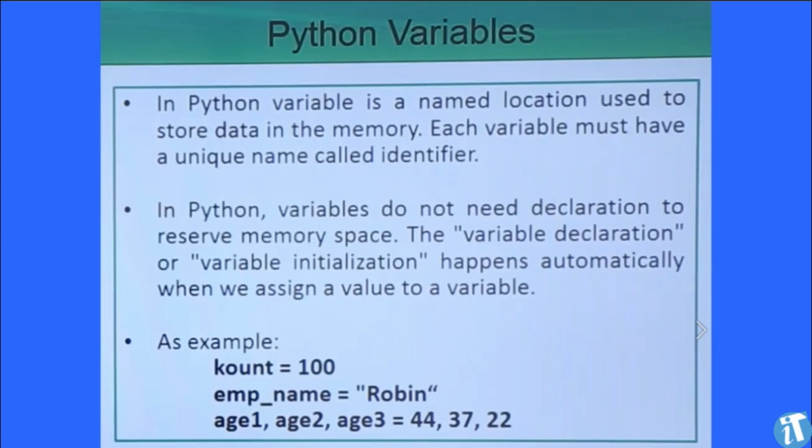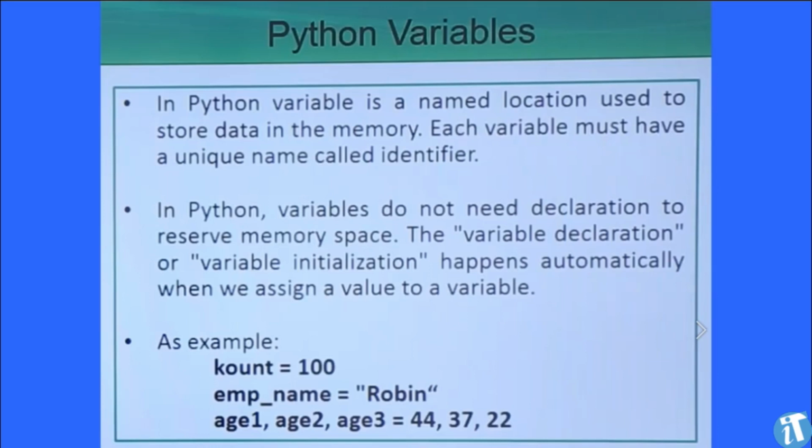In Python, a variable is a named location used to store data in the memory. Each variable must have a unique name called an identifier. Depending upon the data type of the variable, the number of bytes going to be occupied will be decided, and the memory address of that memory block will have a name which is accessible from the programming code. So that will make it easier for programmers to write their code.